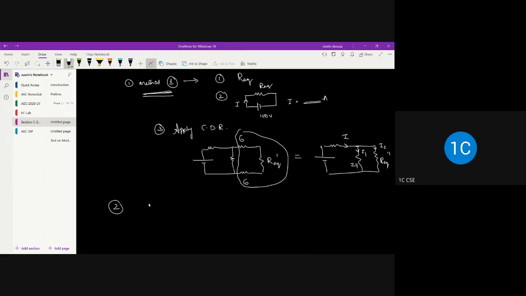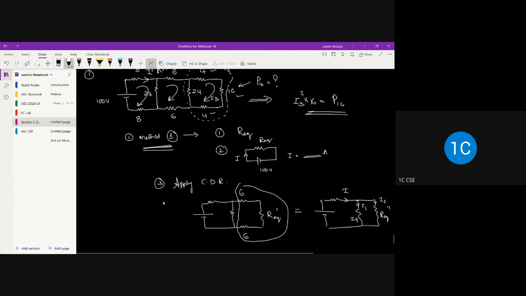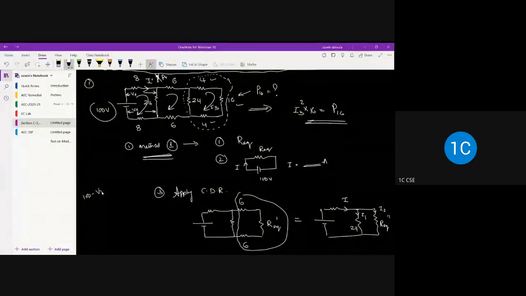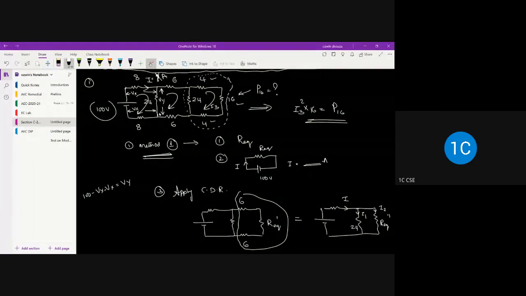The second one is, as your friend mentioned, the voltage division rule. Probably he wants to see the current, some X amperes of current flows, and this current will produce some voltage drop here, and that same current will produce the same voltage drop across the bottom resistor as well. Correct. So the remaining voltage, that is 100 minus Vx minus Vx, will appear as Vy across the 24 ohm resistor.